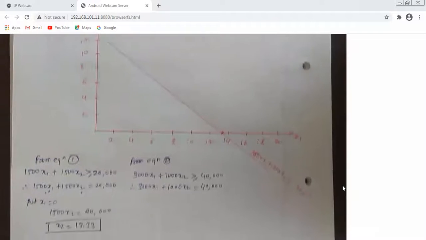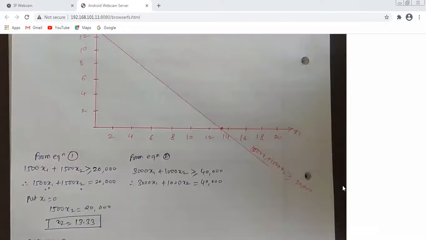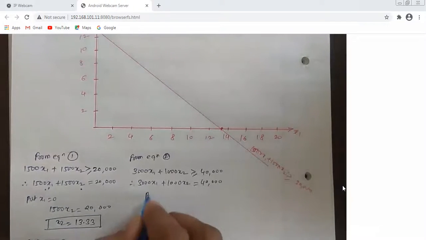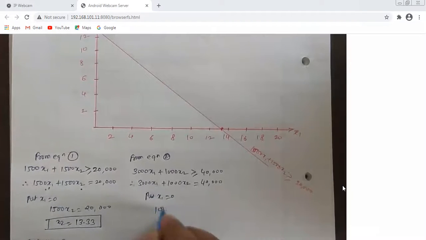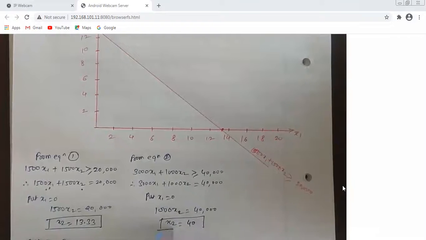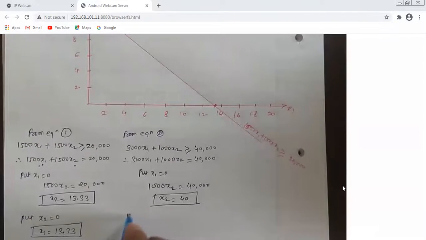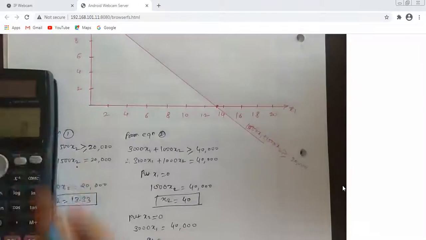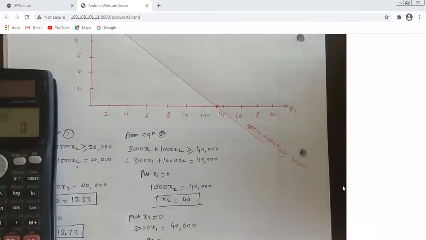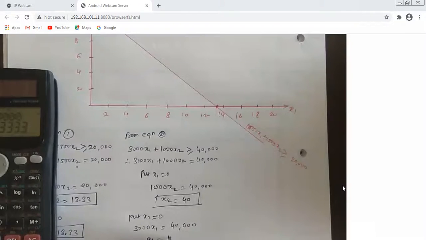Okay, again we have to do the same thing. We have to put 0 for one variable, we'll get the value of second variable. After that, we have to put the 0 for second variable, we'll get the value for first variable. So put x1 is equal to 0, then 1000 x2 is equal to 40,000. Then x2 will become how much? 40. Second, I will put x2 is equal to 0, then 3000 x1 is equal to 40,000. Then this x1 will become how much? That is 40,000 divided by 3000. It is near about again 13.33.